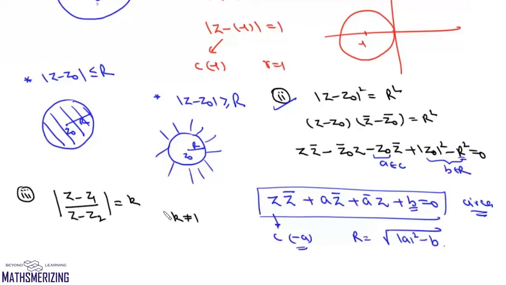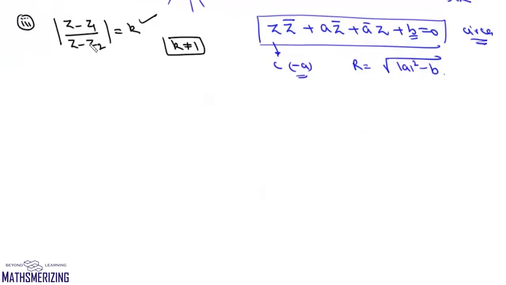Now we have already studied in straight lines, if the value of k is 1, then in that case it will represent a straight line which is the perpendicular bisector of z1 and z2. But if this k is unequal to 1, then in that case this equation will represent a circle. Basically we can simplify it to prove it is the equation of a circle. So what we'll do is square it again. We'll write mod of z minus z1 square equal to k square mod of z minus z2 square.